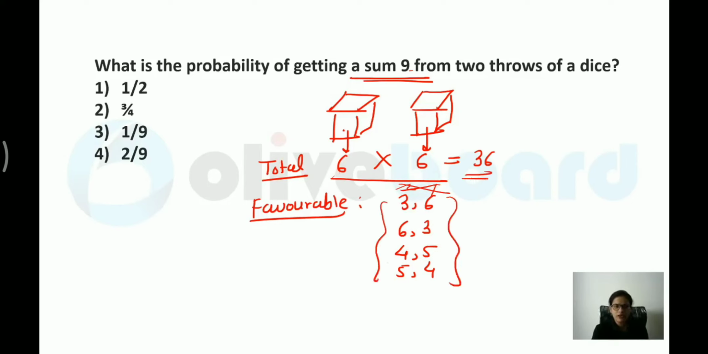Total outcomes are 36. So what is my probability over here? You have to write down the favorable cases upon total cases. So favorable would be 4 by 36, that is nothing but 1 by 9. So this is how you have to evaluate the probability in this case. Figuring out the total sample space and the required sample space is very, very important when you are calculating the probability of any event.